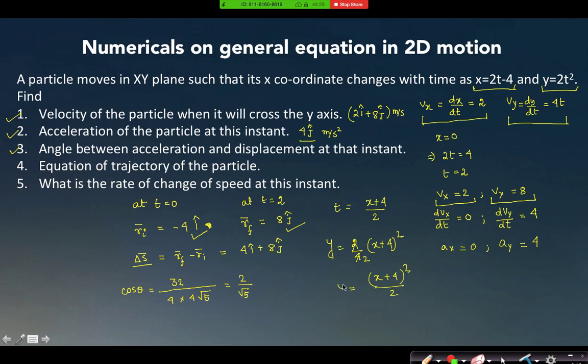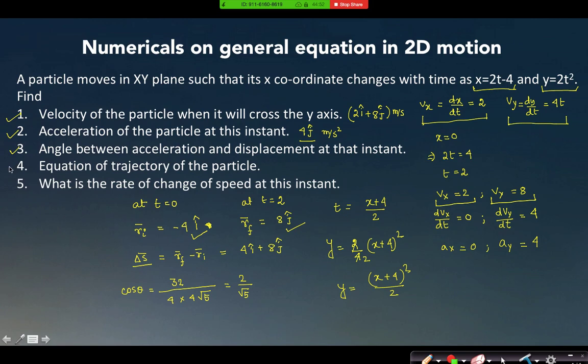That is the function. Can anyone tell me what type of graph it will be? It will be parabolic, because it is a quadratic function, as you can see. So it will be a parabolic function, just like the projectile motion. Okay, all right. Equation of trajectory done.